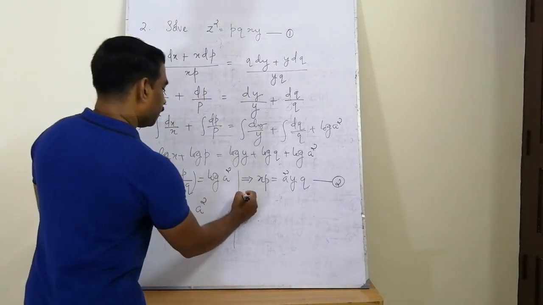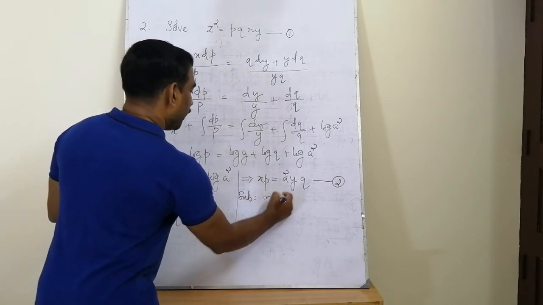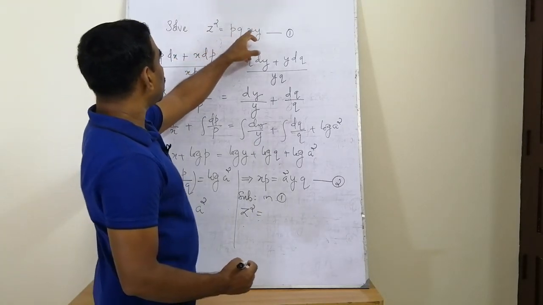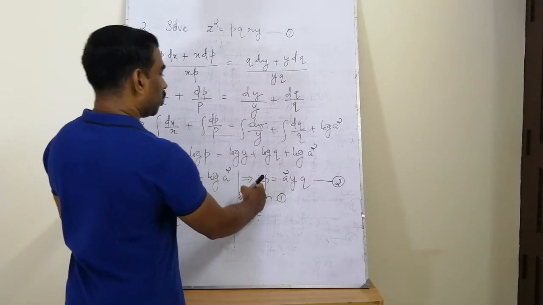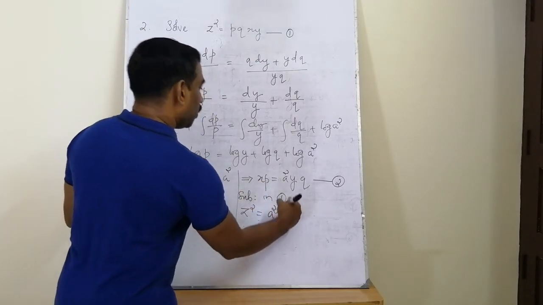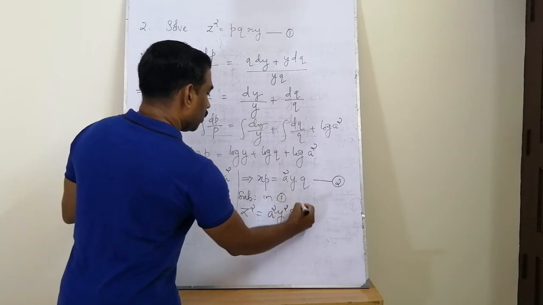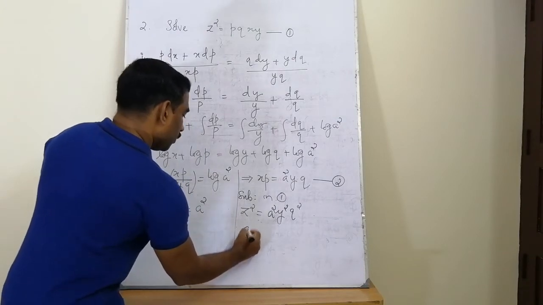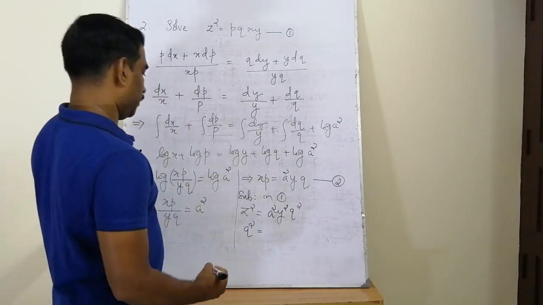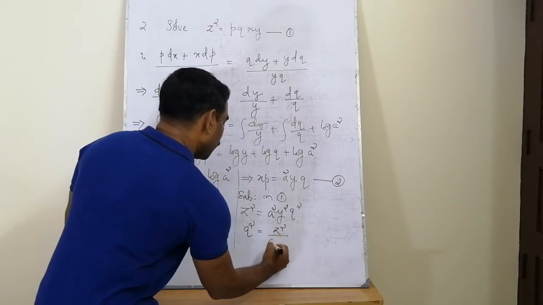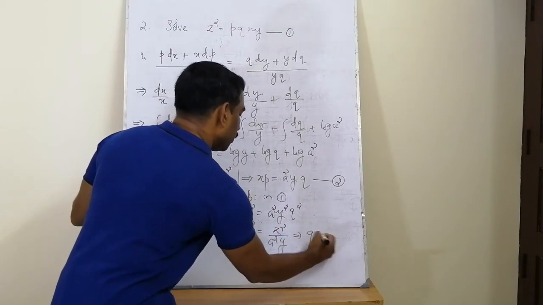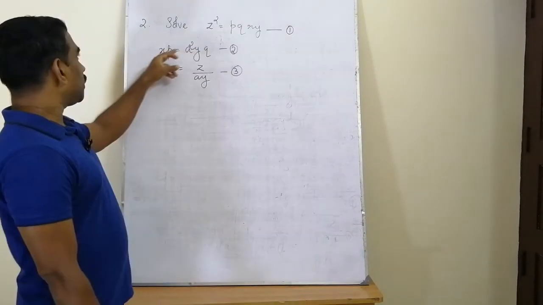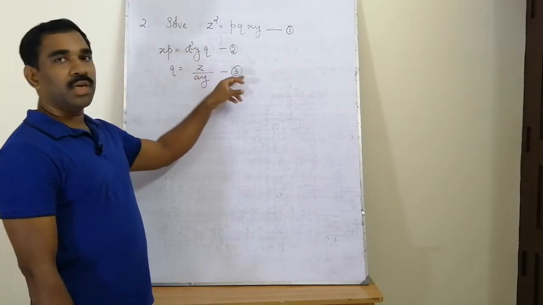And substituting this in equation number 1, we get z square is equal to, in the product, xp into qy. Instead of xp we can substitute a square yq into yq, that is a square y square q square, and from which we can find the value of q square, or q square is equal to z square divided by a square y square, or q is equal to z divided by ay. Equation number 3.